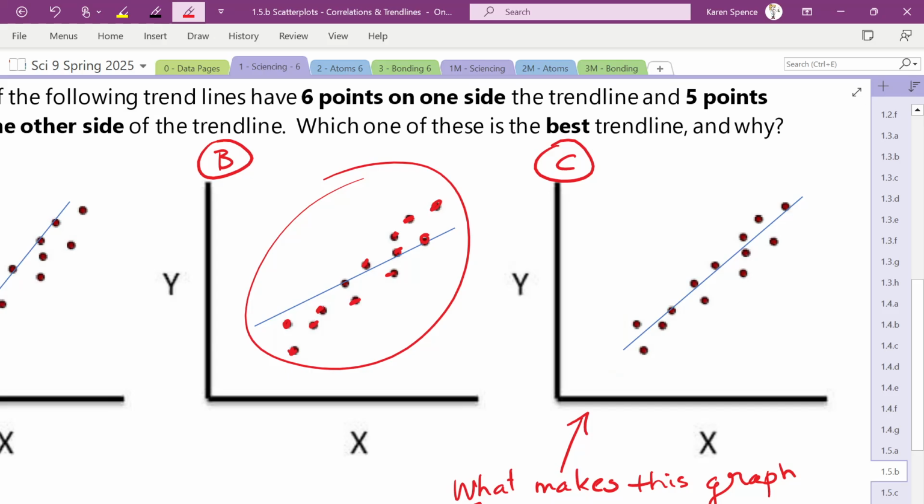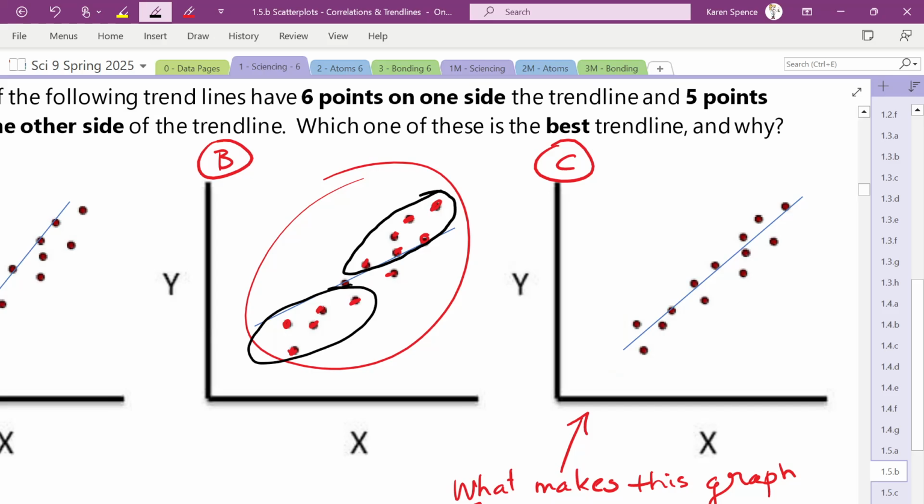It looks nicer. Did you notice that all the ones that are above the line are over on the right-hand side of the graph? And all the ones below the line are over on the left-hand side of the graph? You don't want that to happen. You want them to be evenly distributed along the graph.